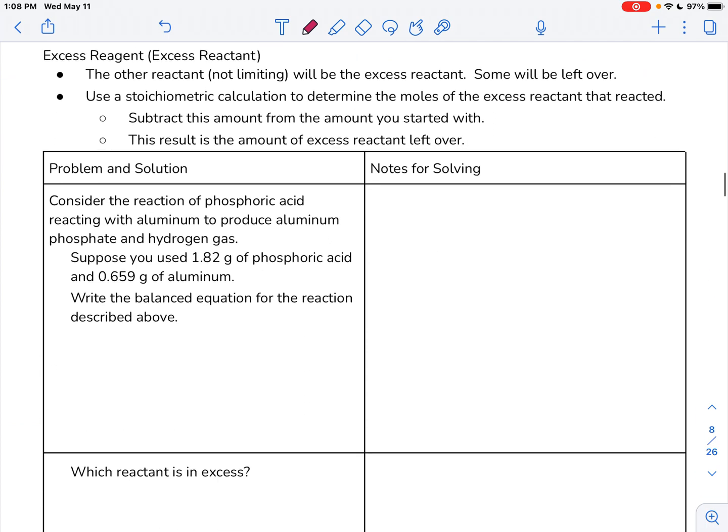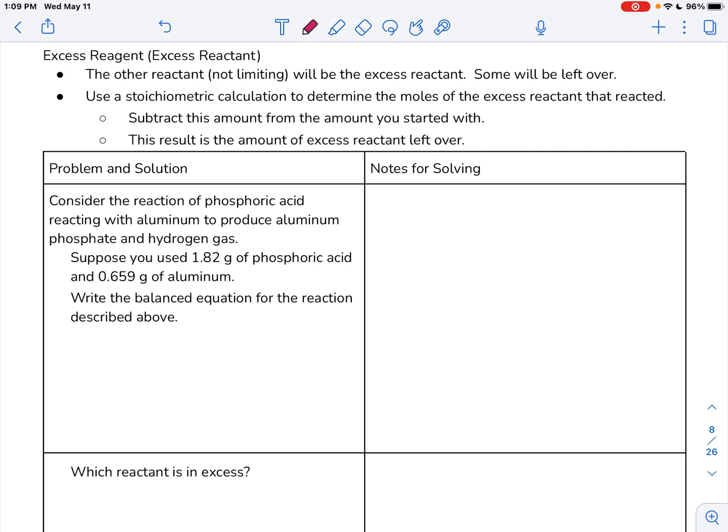So now let's move on to excess reactant. The other reactant, not limiting, will be the excess reactant. Some of it will be left over. So usually you will figure out what the limiting reactant is, just like we did before, and then you will know what the excess reactant is. The type of question you'll be asked for excess reactant is usually something like, how much of your excess reactant is left over? So we're going to go over that right now.